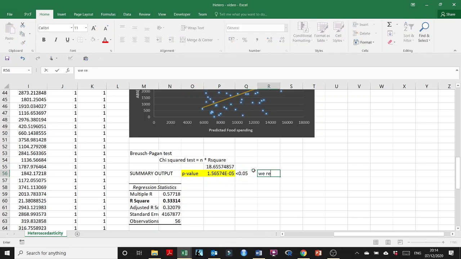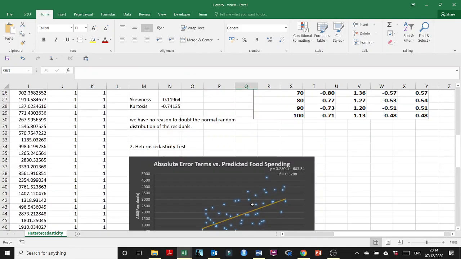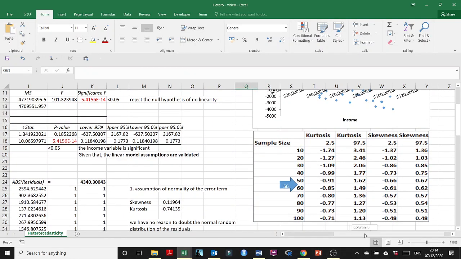This means that we reject the null hypothesis of no heteroscedasticity. This means the model suffers from non-constant error term, or heteroscedasticity. So what does that mean? This means that this p-value could not be validated.